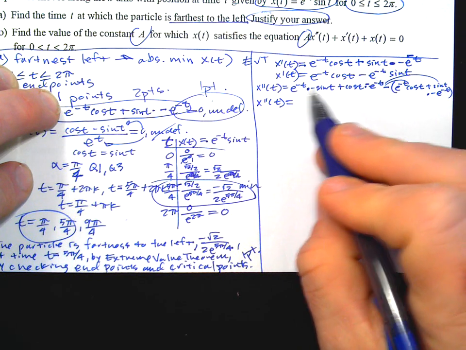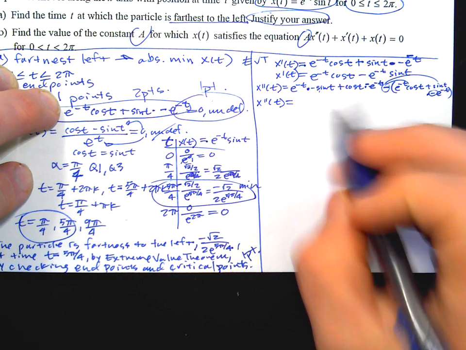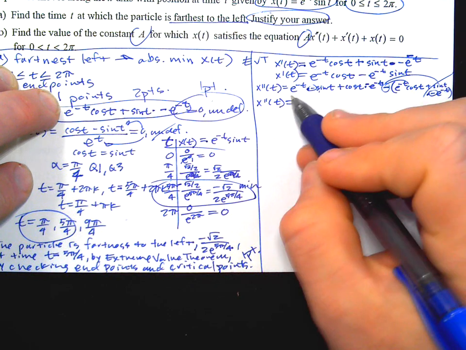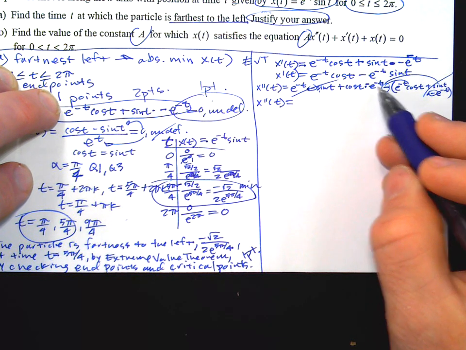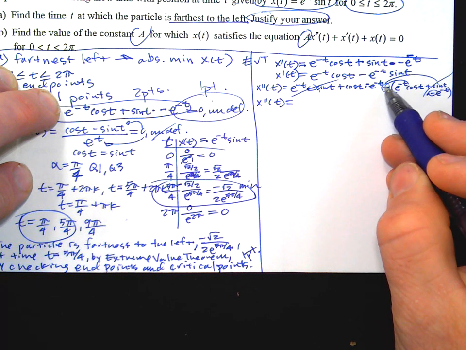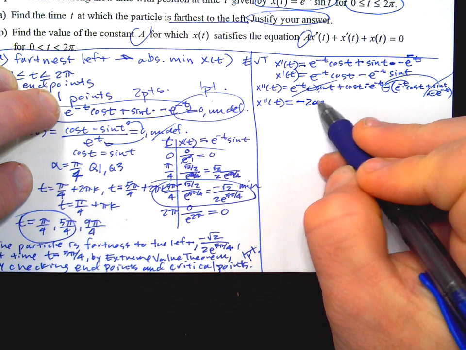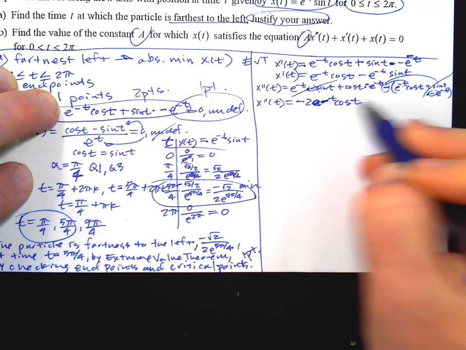E to the negative t, negative sine t, and e to the negative t sine t, it's negative, but then it becomes positive. So this one's negative, now it's positive, so they actually cancel each other out. Well, that's nice. And then we have a cosine t e to the negative t, and another cosine e to the negative t, but it gets a negative, so they're both negative, so it's going to be minus 2 e to the negative t cosine t. So that one worked out pretty nice.